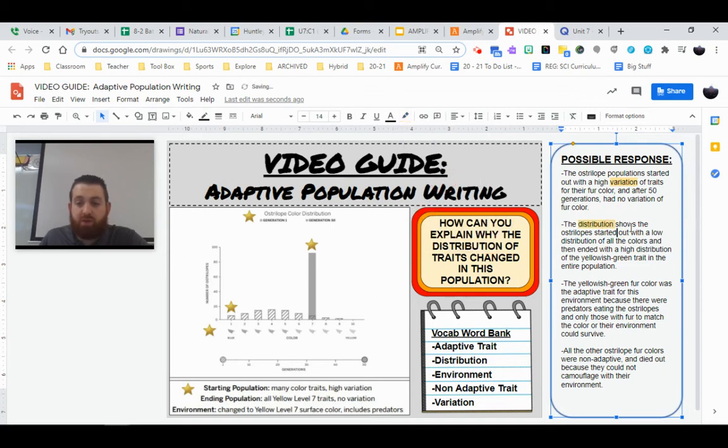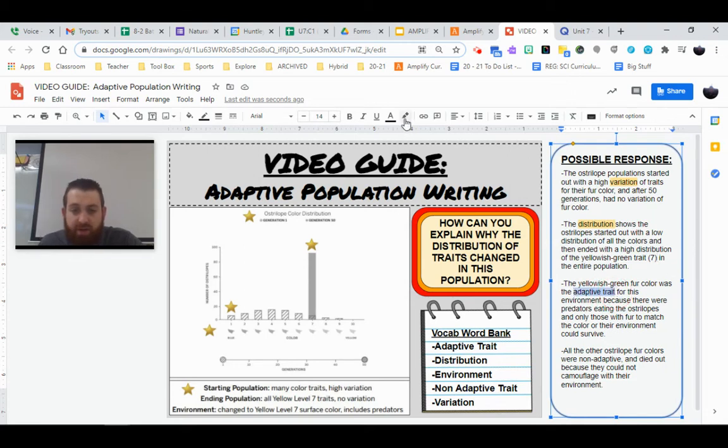The distribution shows the Australopes started with a low distribution of all the colors. They had all these colors, but very, very low, all under 20 in terms of the groups of all the colors, and then ended with a high distribution of that yellowish green trait. I can even say that trait number 7 in the entire population. So remember, these are the entire population.